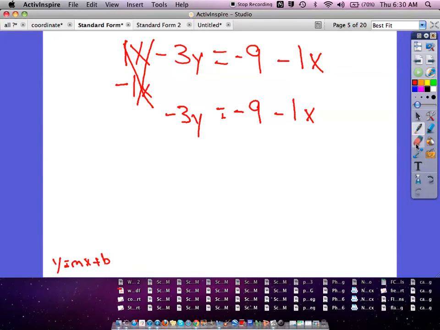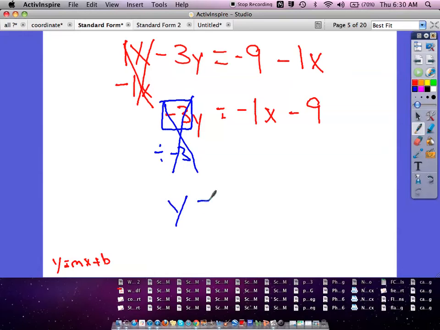Now, actually I'm going to write that the other way. I'm going to write it so we've got the slope part of it first. So I'll go negative 1x minus 9. And now I need to get rid of this negative 3. Remember, that's attached to the y, which means it's multiplication. So the opposite is going to be division. So I need to divide by negative 3. Dividing by negative 3 is going to cancel that out, leaving me with just y equals.